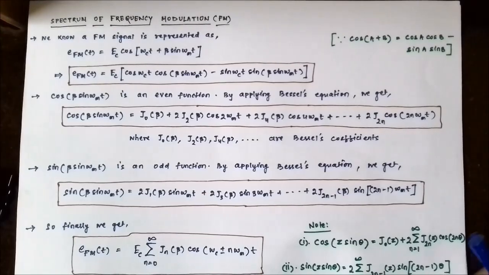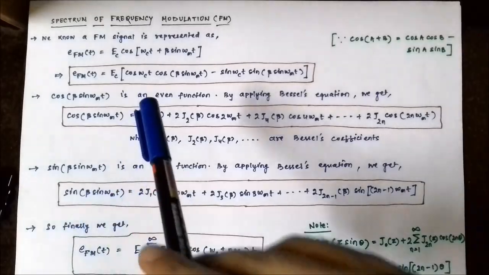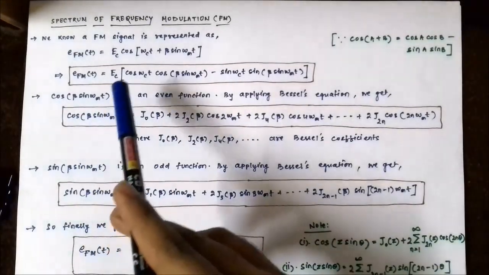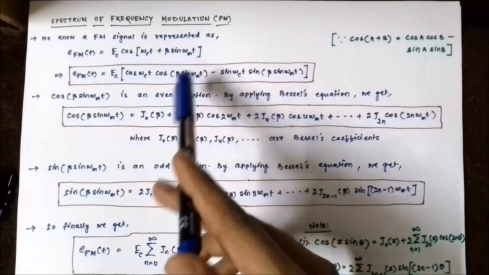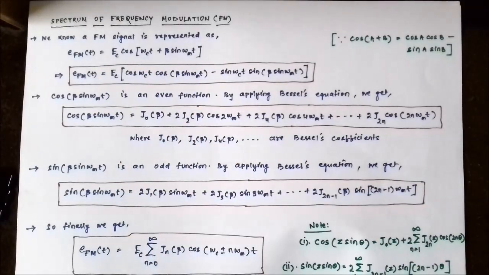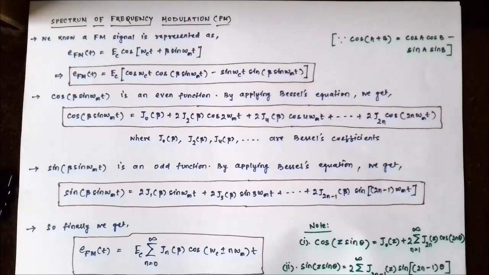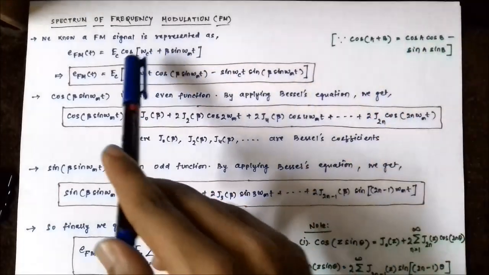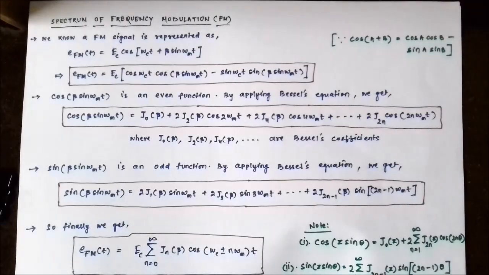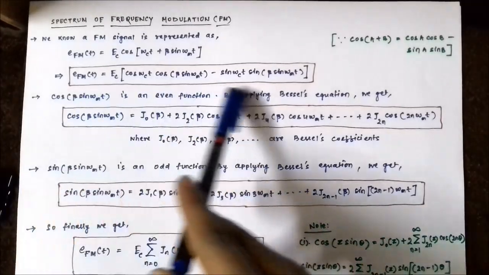So let's get started. We know that a frequency modulated signal is represented by the given mathematical expression, which is E_c cos(omega_c t plus beta sin omega_m t), where beta is the modulation index, omega_c is the carrier frequency, omega_m is the message signal frequency, and E_c is the amplitude of the carrier signal. Now if we apply a trigonometric identity here to cos(omega_c t plus beta sin omega_m t), we will get this expression.